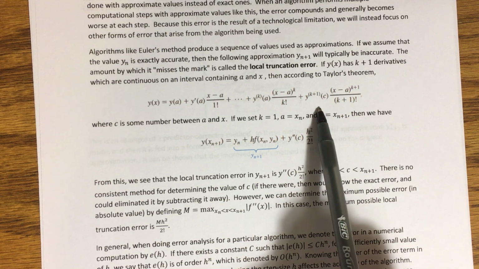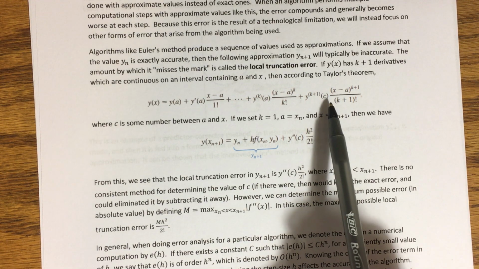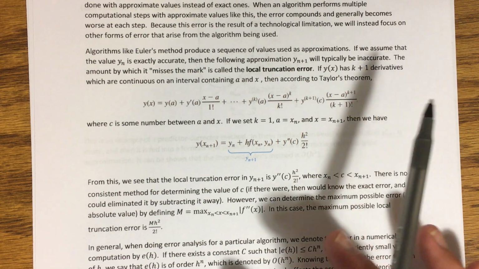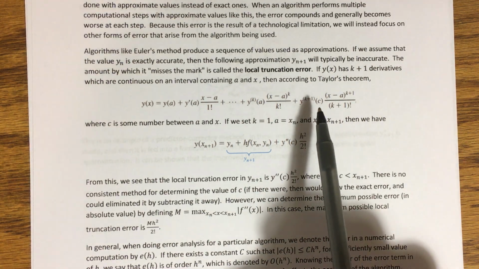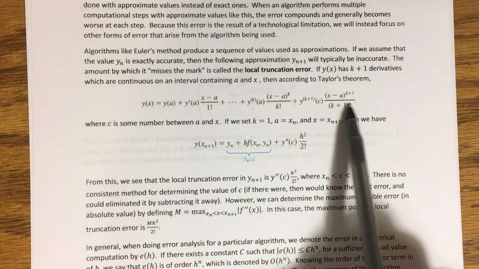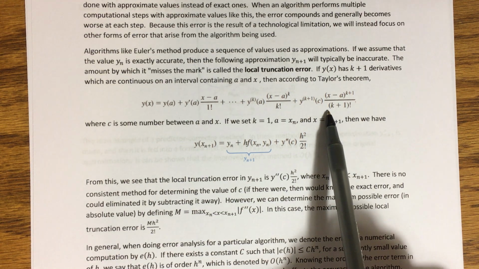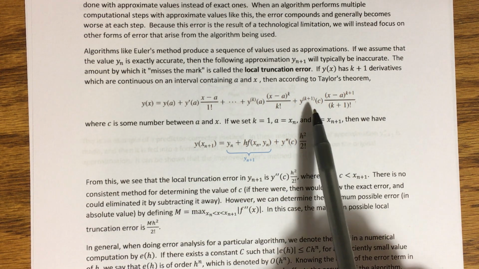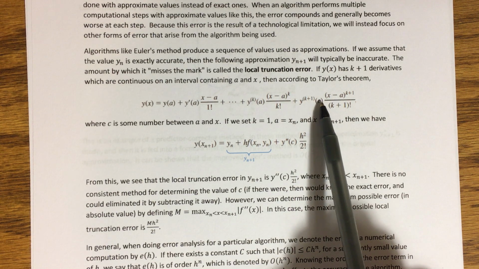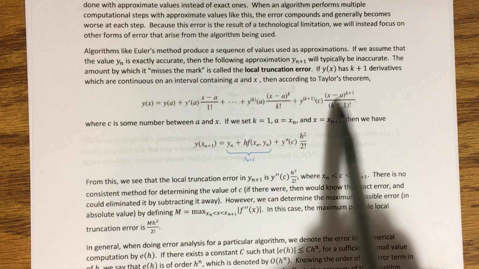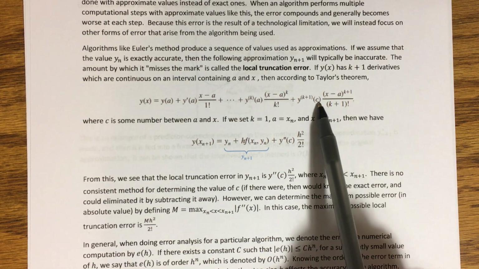So this term right here, this remainder term, is where we get the error in these numerical methods. And we'll look at the specific case of Euler's formula in a second. But just to revisit from Calculus 2 what this remainder term looks like, notice that it's the k plus 1th derivative of y evaluated at some number c times x minus a to the k plus 1 over k plus 1 factorial.